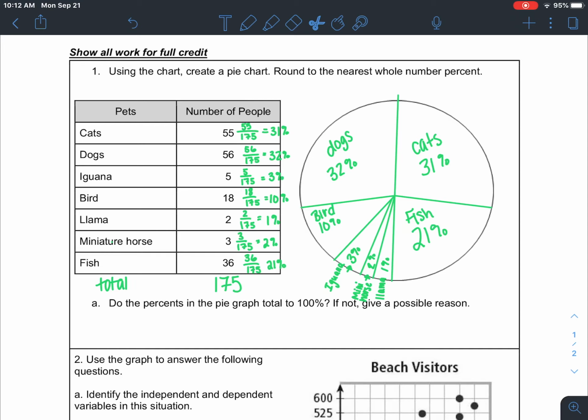Now, do the percents in this pie graph total to 100%? If not, give a possible reason. I just kind of answered that question. In this case, yes, they do. I rounded the decimals to the nearest percent, but it worked out evenly this time. That's not to say that next time it's going to work out perfectly. Just in this problem, it happened to work out perfectly.